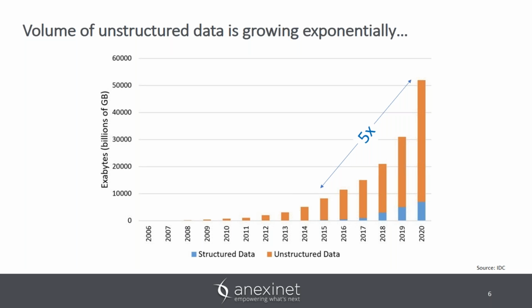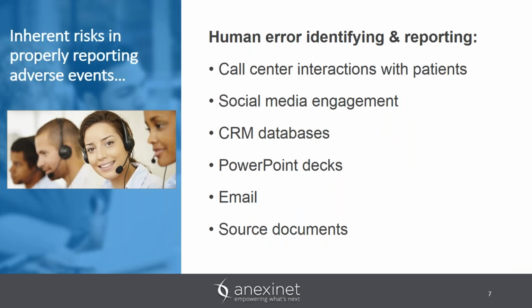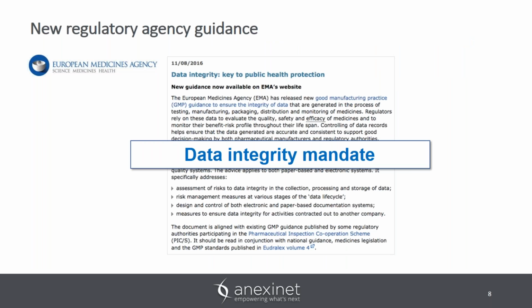The volume of unstructured data is growing exponentially. According to IDC, unstructured data will grow 5x from 2015 to 2020. This presents a huge challenge technically and puts cost pressures on current manual processes for identifying and reporting AEs. But there is also a high potential risk for pharma companies to properly report AEs. Most PV processes rely on manual workflow, requiring human identification and reporting across patient interactions, databases, and source documents.